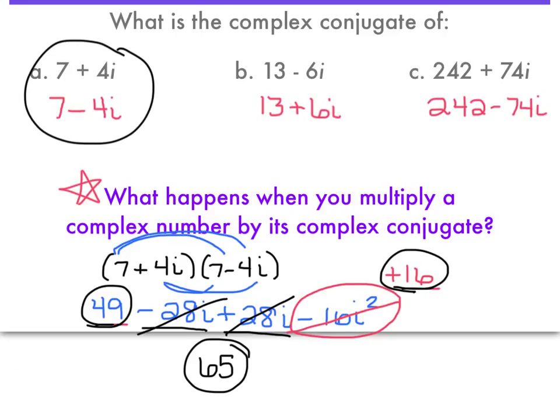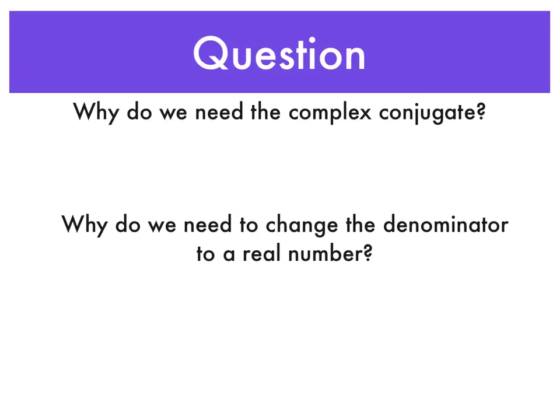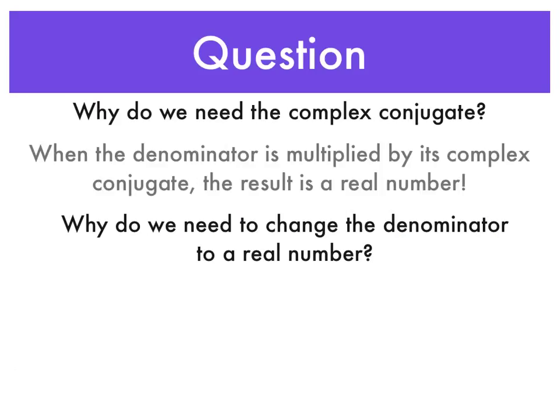Multiplying by a complex conjugate gets rid of the imaginary part of the complex number. So if you're ever in a situation where you have an imaginary number and you need a real number, you can multiply by the complex conjugate, and that will turn it back into a real number, okay? So the answer to this first question, why do we need the complex conjugate? That's what we were just talking about. And you don't have to write this down word for word, just get the gist.